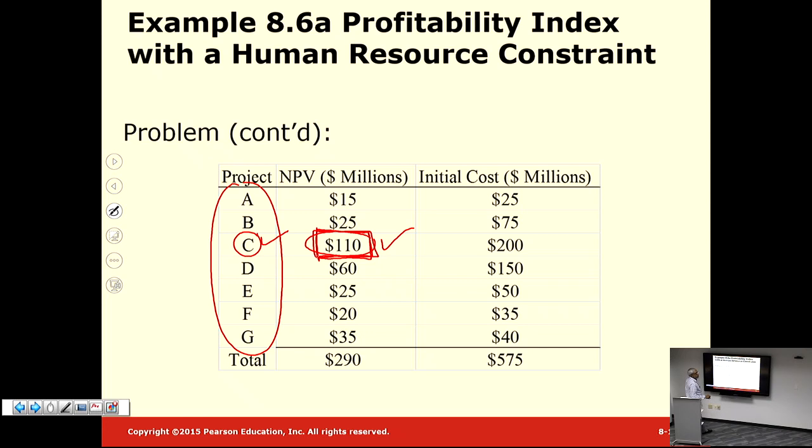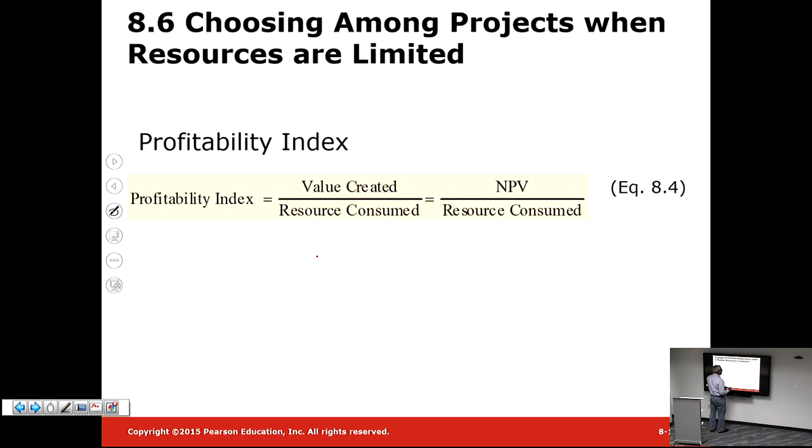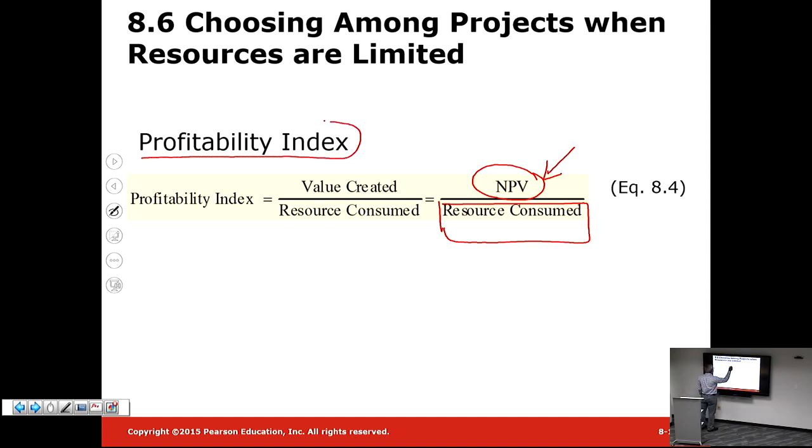But if I'm facing a capital constraint, which theoretically I shouldn't, but practically I do, then what should I do? Well, then I should calculate what is called the profitability index, where I take a look at net present value and I divide it by how much money it takes me to generate this net present value. In other words, I reorder my projects on the basis of profitability index.